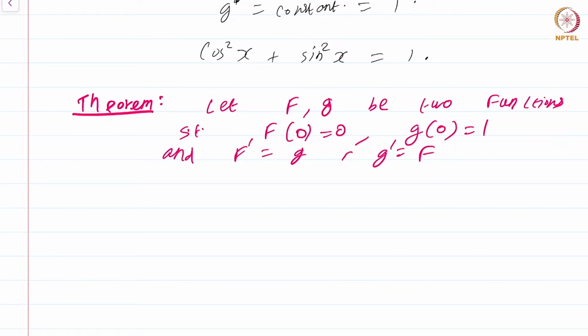So we are assuming that f and g are functions from R to R. We are also assuming that f and g are differentiable and the derivative of f is g and the derivative of g is minus f. And we have f of 0 is 0 and g of 0 equal to 1. Then f of x equal to sine x and g of x is equal to cos x.